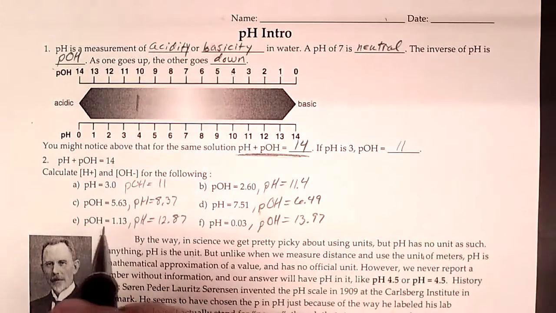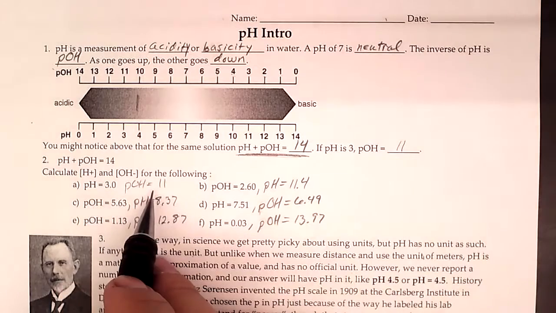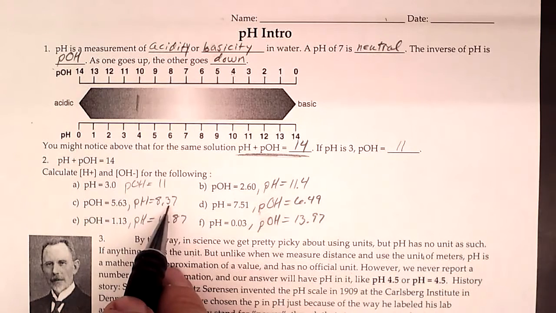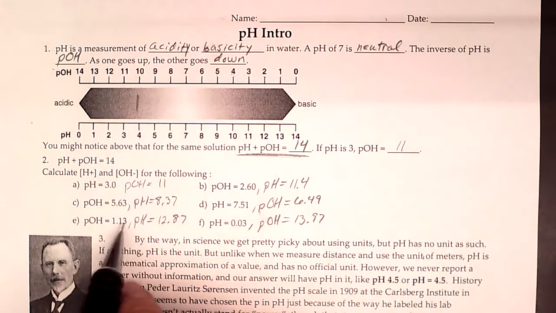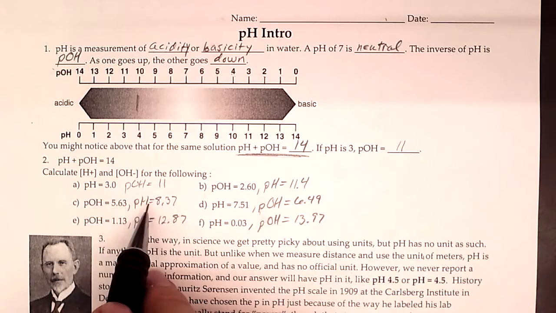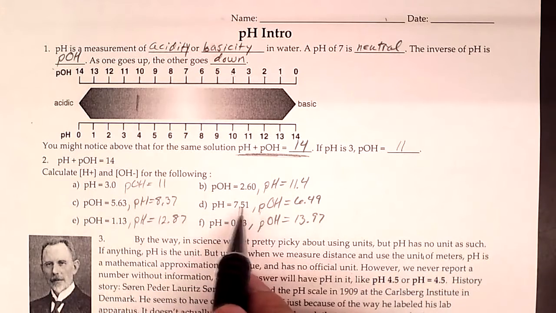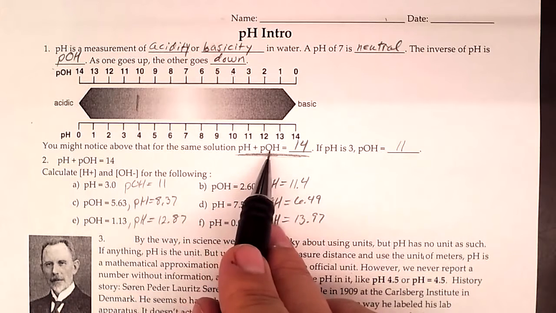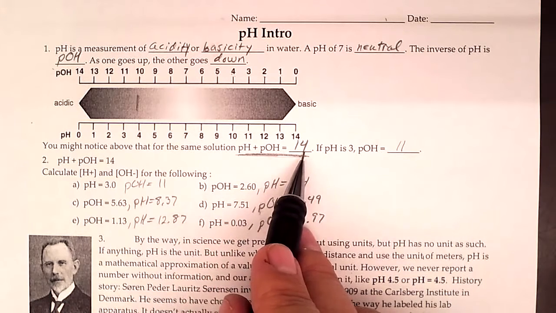So here are our sample problems. Again, that's actually the same one. We're going to do 14 minus this to get the other one. If you have pOH, then 14 minus that will get you pH. I would try a few of these on your calculator. 14 minus this gives you that, and you always get the other one. If you're using pOH, you get pH. If you're using pH, you get pOH, because you can always take the one you know and subtract it from 14, and you get the one you don't know.